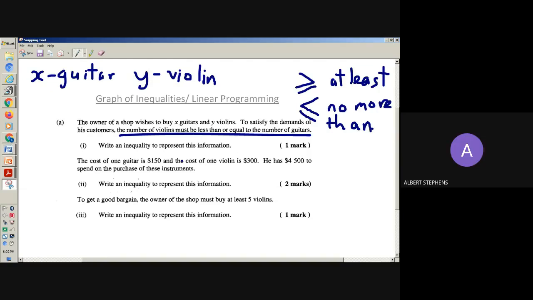Go again, Janet. I think I missed the first part. Y, the sign less than or equal to, and X beside it. Yes, it's not more than, it's less. You're absolutely correct. So look at it. The number of violins is represented by Y. It says less than or equal to, which is this sign. And the number of guitars is X. So that's your answer.